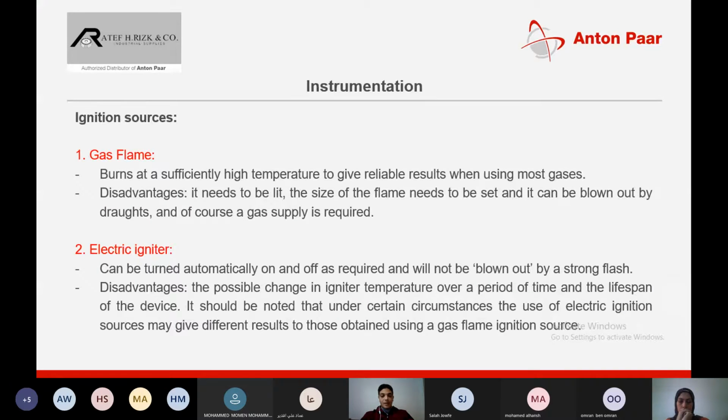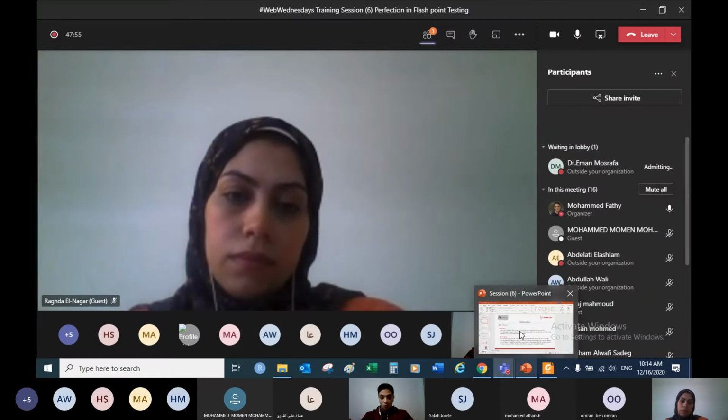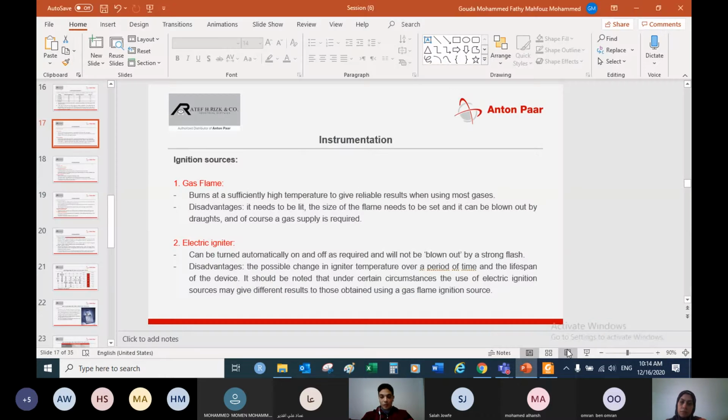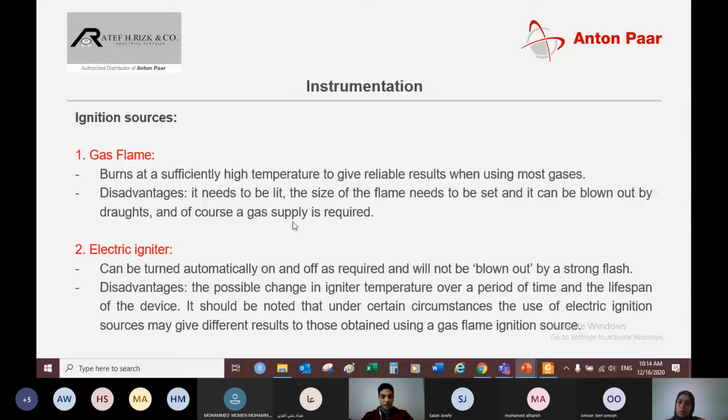On the other side, with the electric igniter, there is possible change in igniter temperature over a period of time and the lifespan of the device, and this highly affects your flash point measurements. The best solution guaranteed by Anton Paar is to use both simultaneously. Why simultaneously? Because in case the gas supply finishes during the test, you have another one: the electric igniter automatically replaces the gas igniter, and the test is not disrupted and continues smoothly.